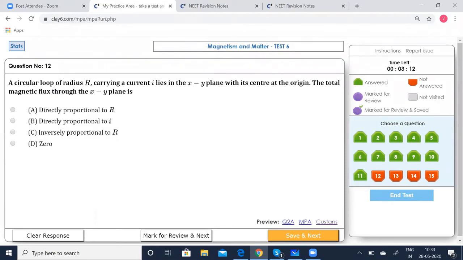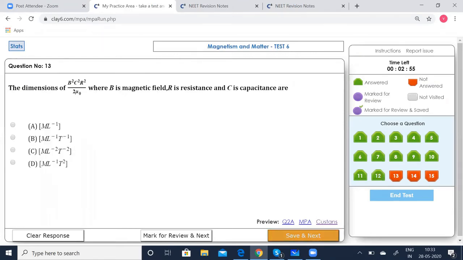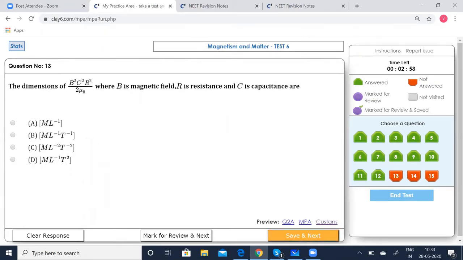You can see that no magnetic lines cross the plane of the coil. So it does not cross the xy plane as the coil lies on this plane. Okay, so you can say it will be 0. So the total magnetic flux is going to be 0. Okay, so that is done. Next.